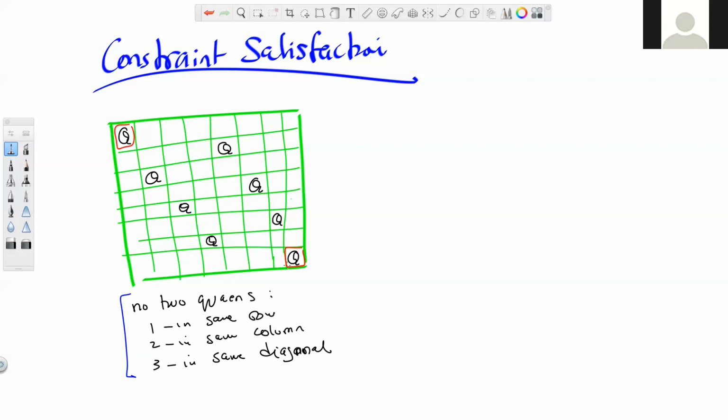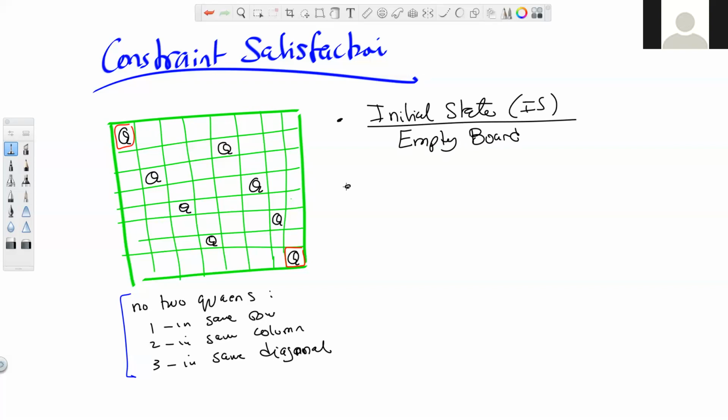Well, let's start with the suggestion that said, let's do the initial state being the empty board. So, initial state: empty board. Okay, no queens on it. Now, final state.